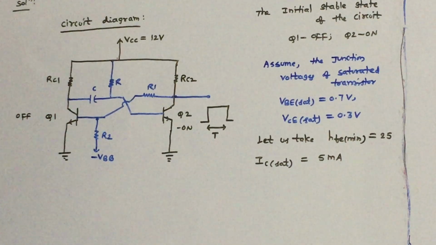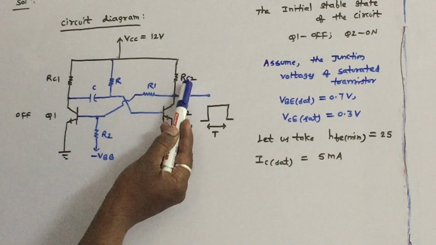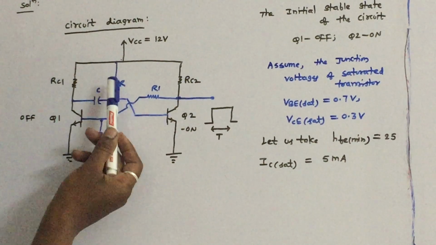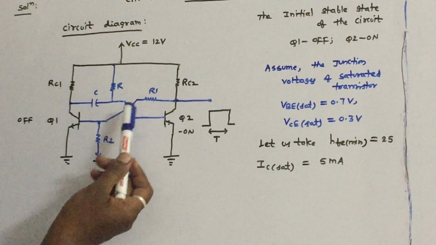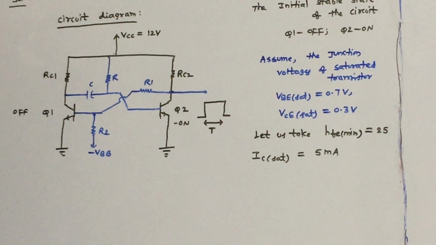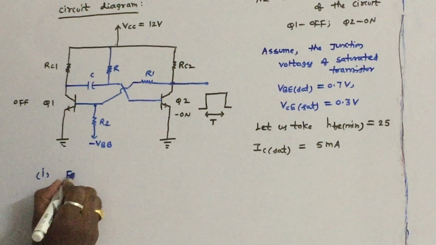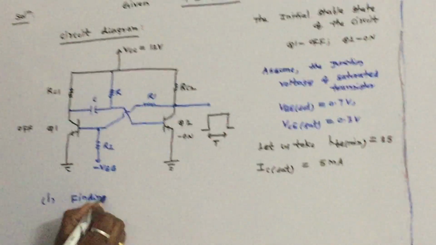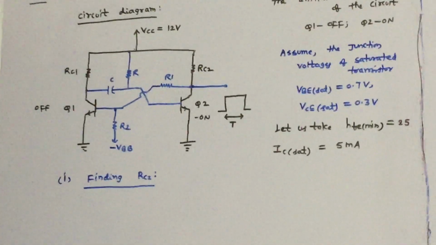Now, first, what do we have to find out? We have to find out RC2. Next we calculate R. Next we calculate VBB. Next we calculate R1 and R2. That is how we proceed to solve this problem. So let us see the first one. The first one is finding RC2. Very simple one, RC2.